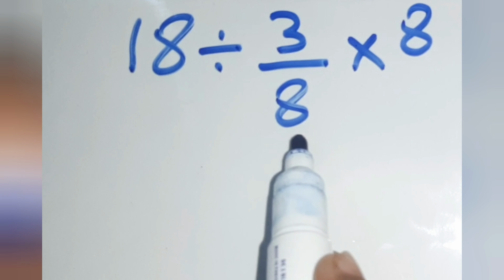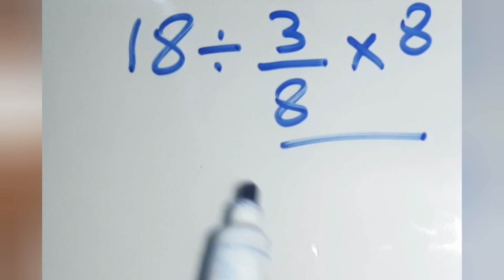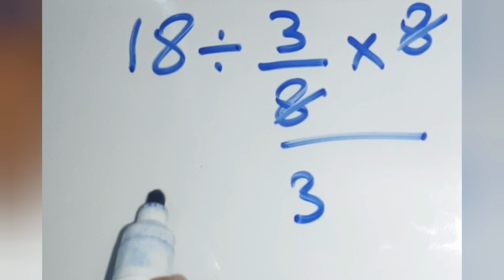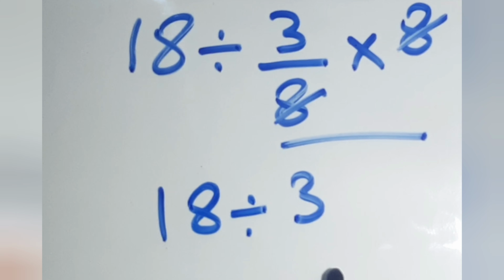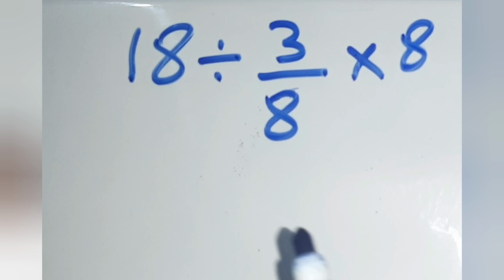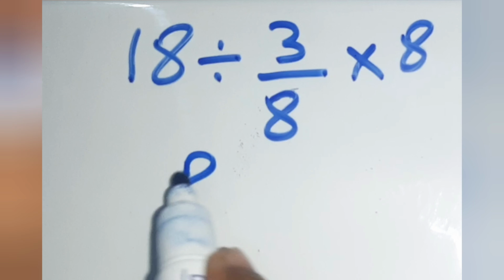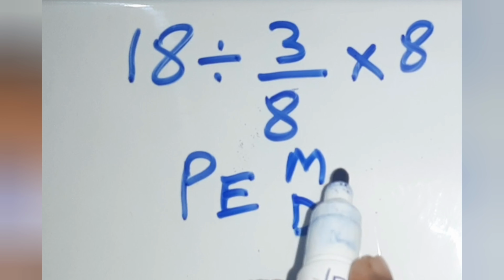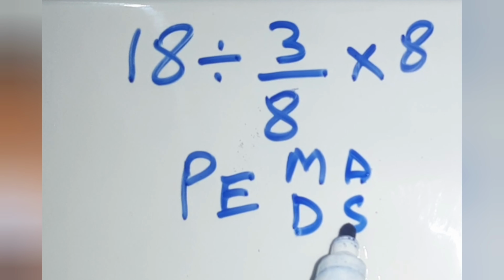Here 3 upon 8 times 8 gives us only 8 cancel to each other, only 3. Now 18 divided by 3 gives us 6, but this answer is not correct. Because according to the order of operations, first we do parentheses, then exponents, then multiplication or division. After that, addition or subtraction.